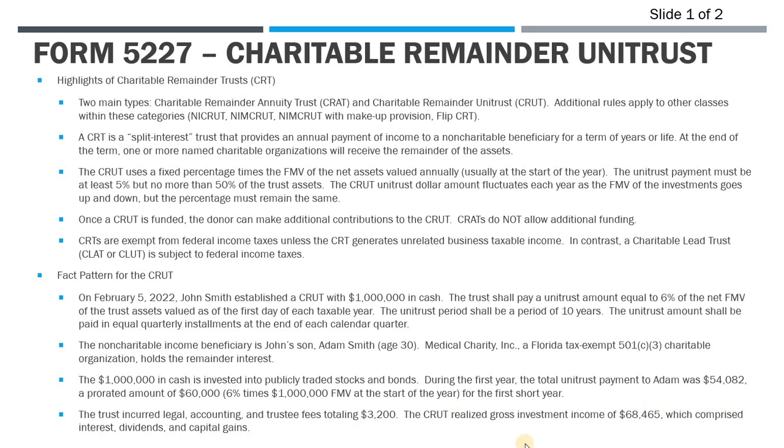to the Excel workbook. And then as far as expenses and income, total expenses were $3,200, and gross investment income earned within the trust was $68,465, which when we look at the 1099, we'll see is a variety of different types of income: interest, dividends, capital gains.